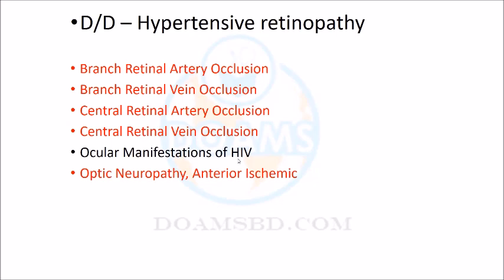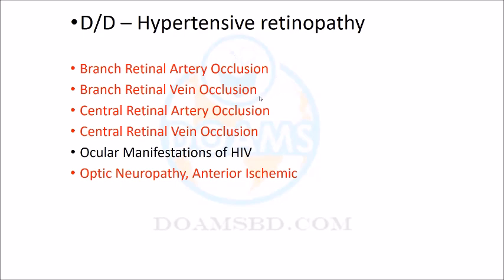Ocular manifestations of some infections, especially HIV and other infectious diseases, can also produce a bleeding retina. I hope that I can show you today. Then optic neuropathy, especially anterior ischemic optic neuropathy. You have seen that before, in the optic disc there is some surrounding bleeding, the redness. So the appearance may be confusing, but typically there are 4 grades of hypertensive retinopathy.